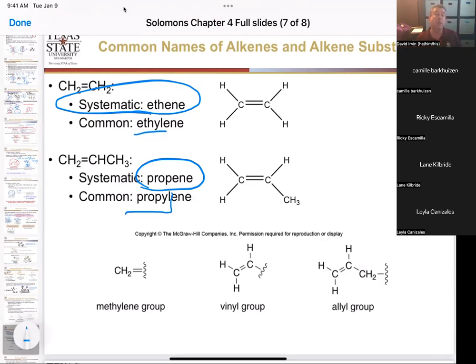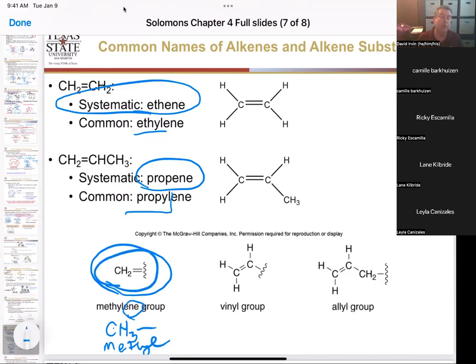Now, we also have weird common names for things attached to main chains. Okay, if the compound is like this, we call it the methylene group. Remember, the methyl group is a single bond. That's a methyl group. So a methylene group is going to be a CH2 double bonded to something in the main chain.